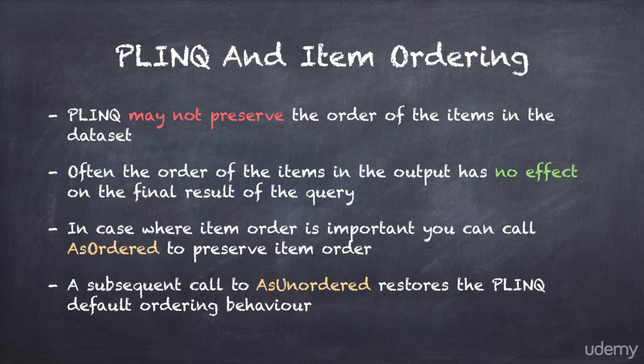We learned that when parallel link parallelizes a query, it may not preserve the order of the items in the dataset. It does this for performance reasons. Quite often, the order of the items in the output will have no effect on the final result of the query. But if you really need the item order to be preserved, then you can use the asOrdered method. A subsequent call to asUnordered will restore the parallel link default ordering behavior.